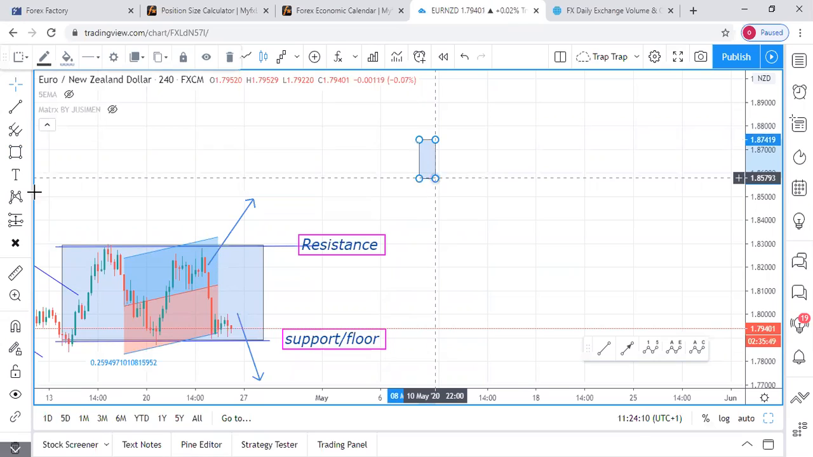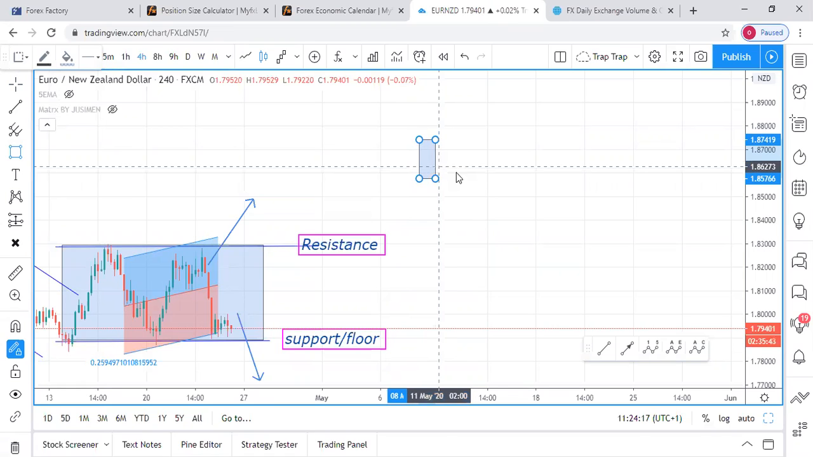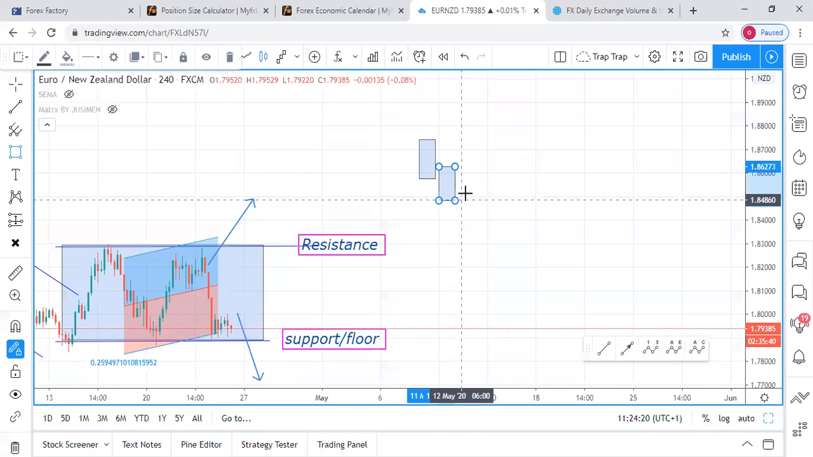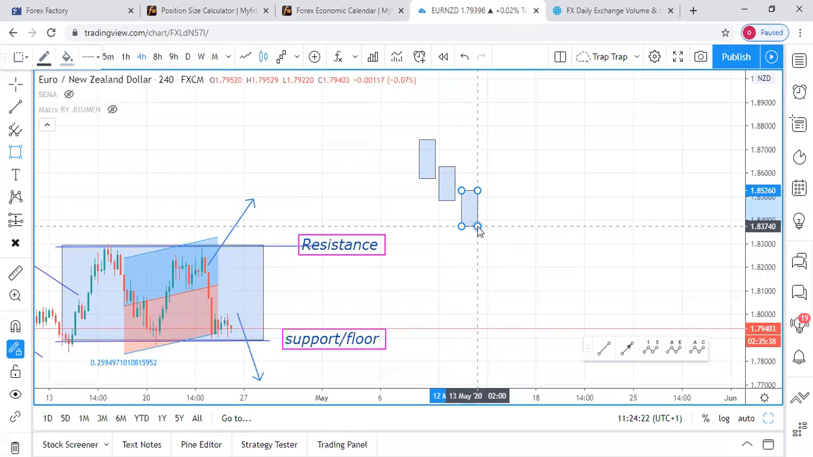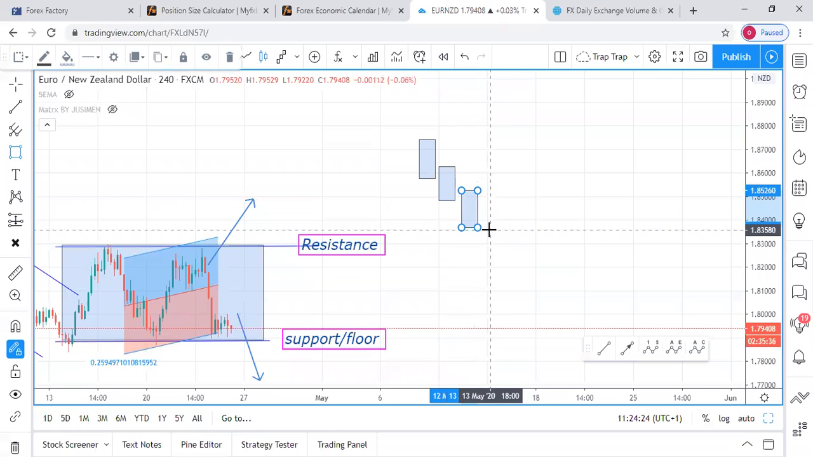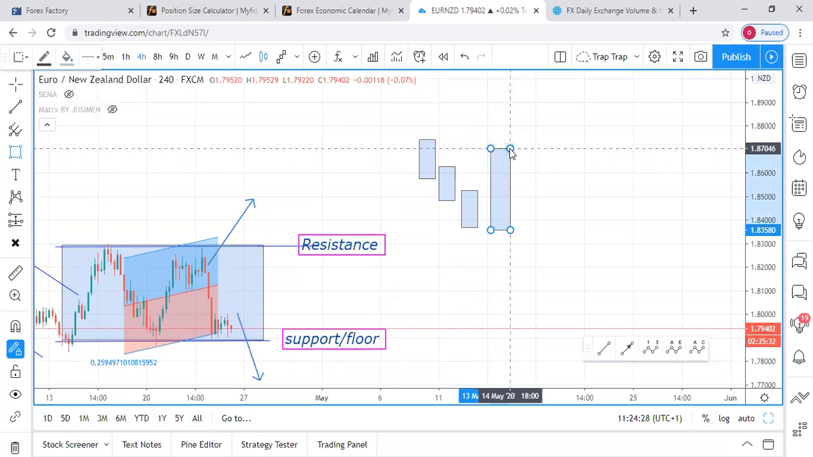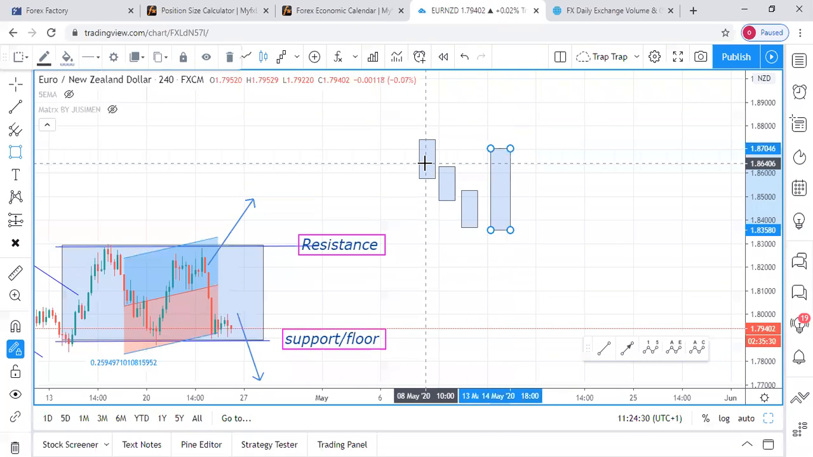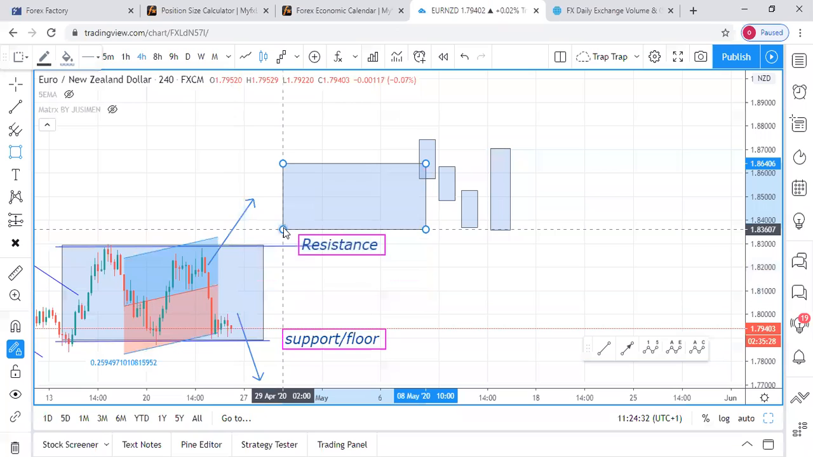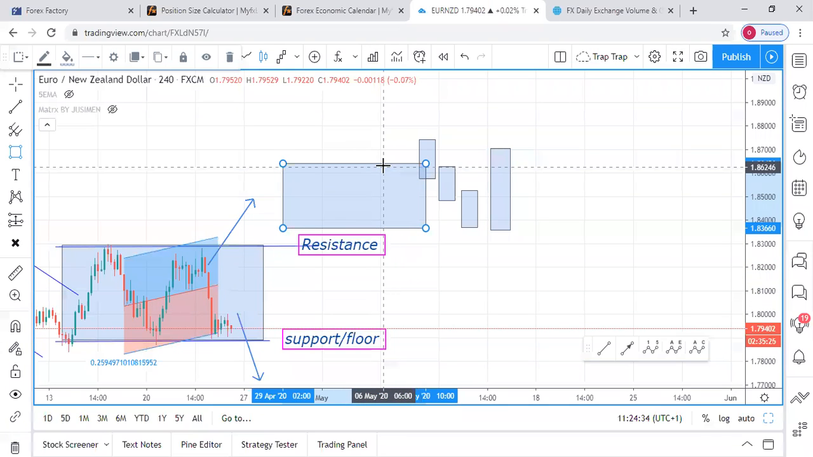So let's say we have progressive down candles. Just follow the illustration, you will get it.